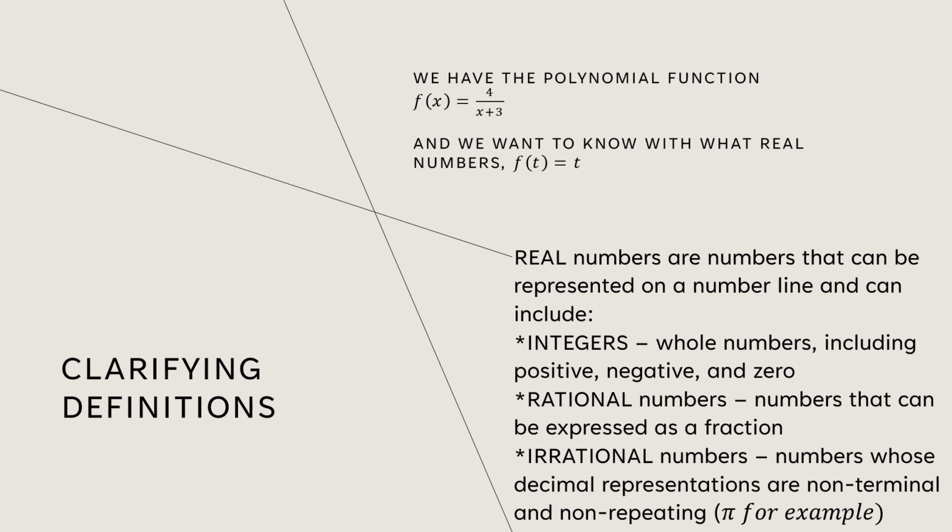So it says real numbers. There are going to be some questions on the ACT where you will likely see some definitions or some questions that rely on you knowing definitions. So let's review them. Real numbers are numbers that can be represented on a number line, and it can include all of the following: integers, those are whole numbers, including positive, negative, and 0. Rational numbers, those are numbers that can be expressed as a fraction, for example, 3/4, 5/8. Irrational numbers, those are numbers whose decimal representations are non-terminating and non-repeating. Pi is an example of that.